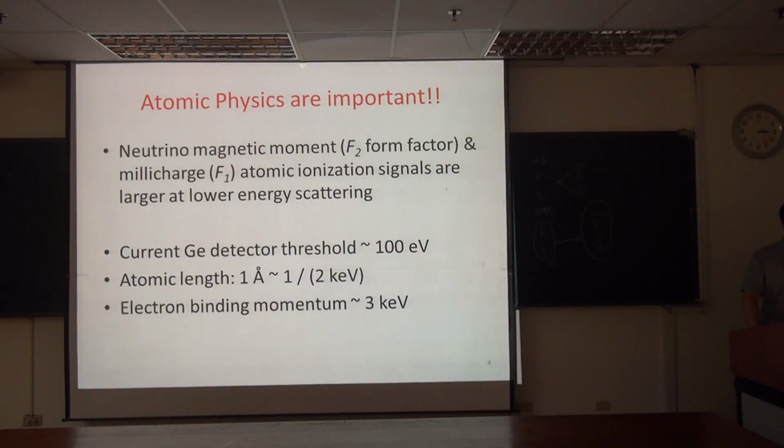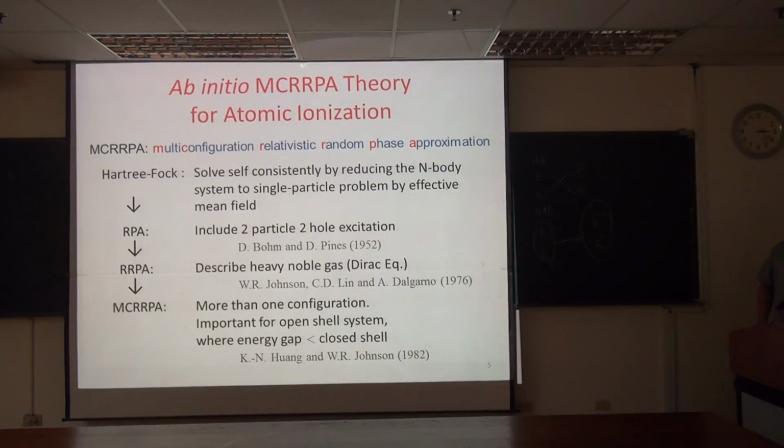becomes much more important. So we want to introduce an initial calculation for dealing with the atomic ionization. Here we're using MCRPA, which is multi-configuration relativistic random phase approximation. So here I list an evolution of the method.